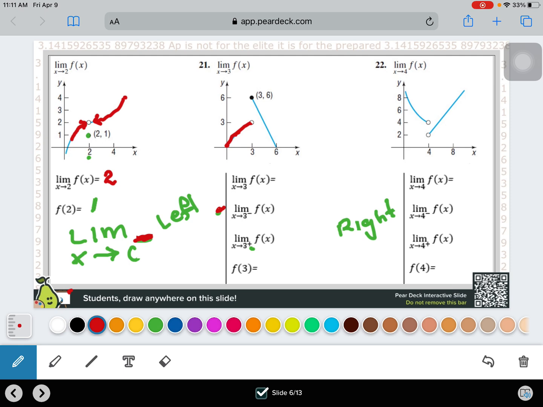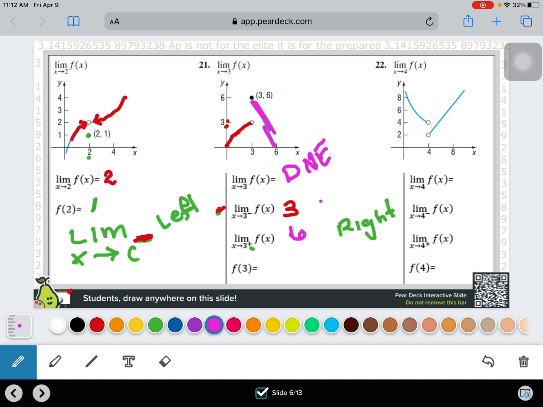So here we can see that my y value, the closest I got, was a 3. From the right-hand side, let me do that one in pink. As I got close from the right, the y value is approximately 6. Now, what we get to see here is that my left does not meet my right. So therefore, the limit does not exist.